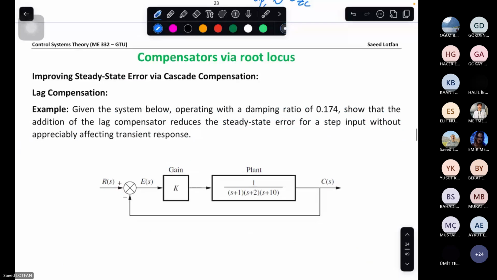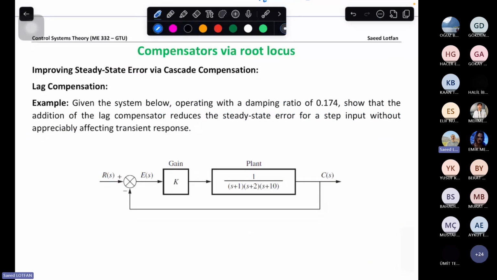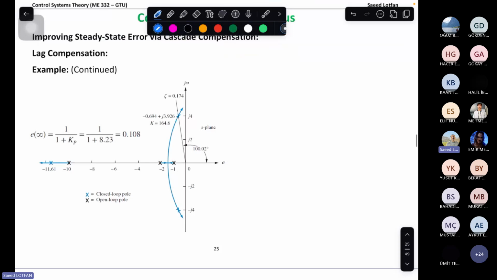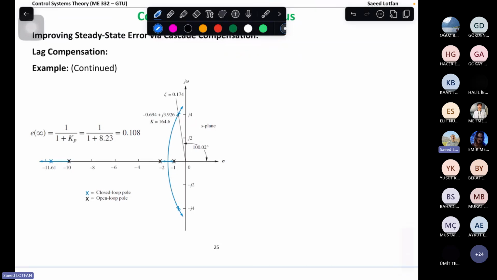Okay, now we have an example. We want to do the same for this one. It is the same system, so I won't give all the details, but we want to use a lag compensator to see what happens. We already know that the system is like this. We found and showed why the system is like this. So this is the current working condition.